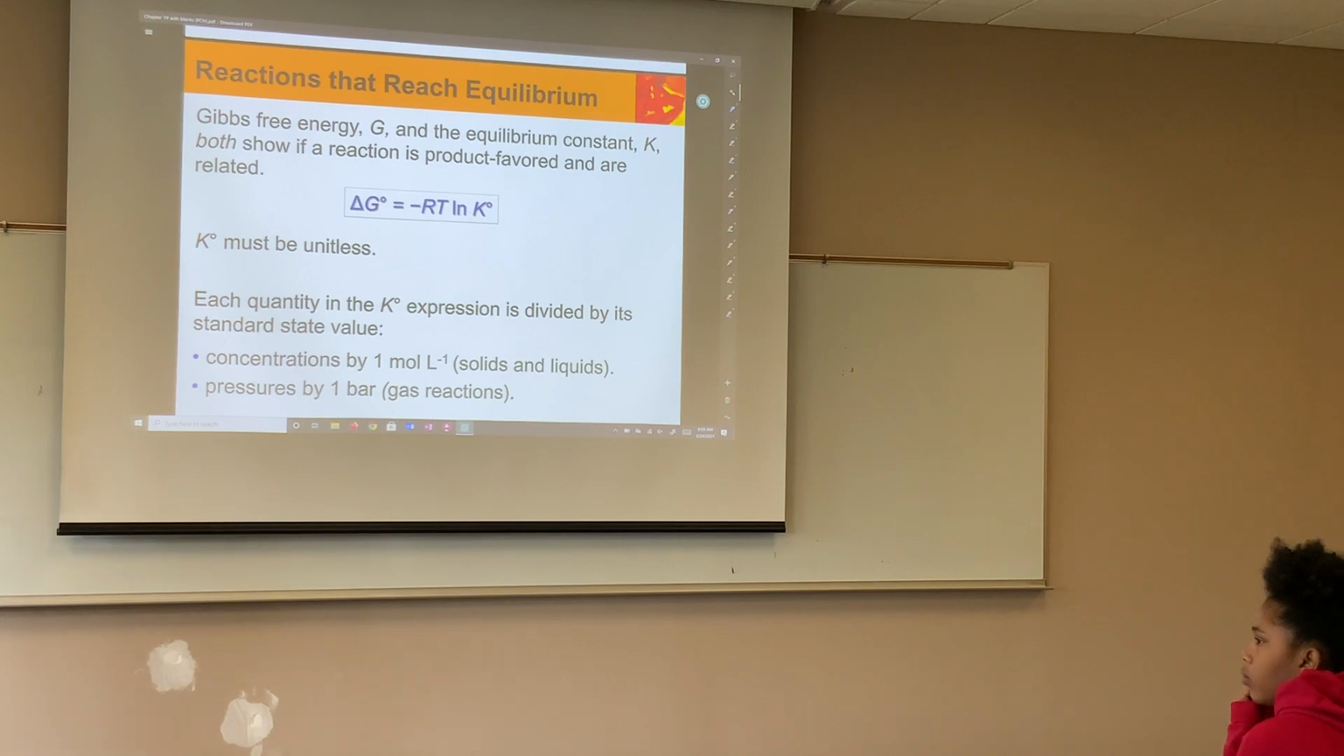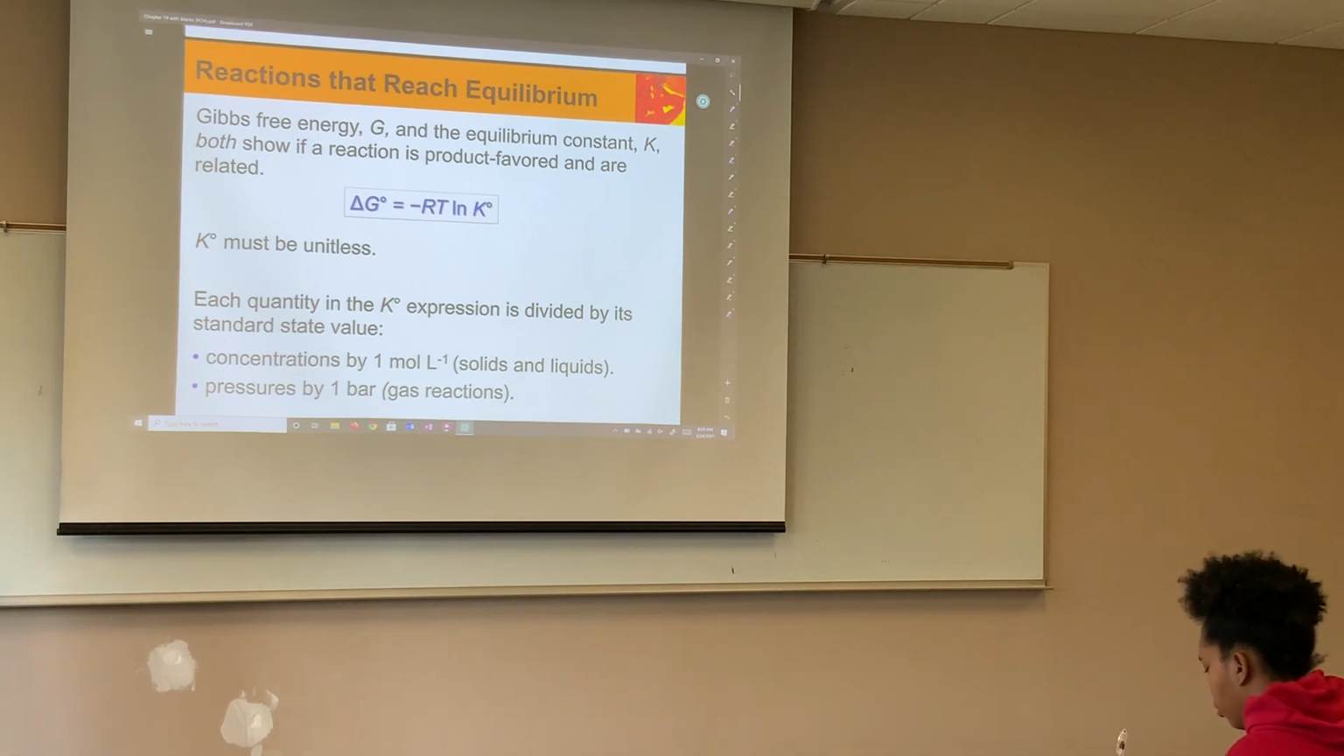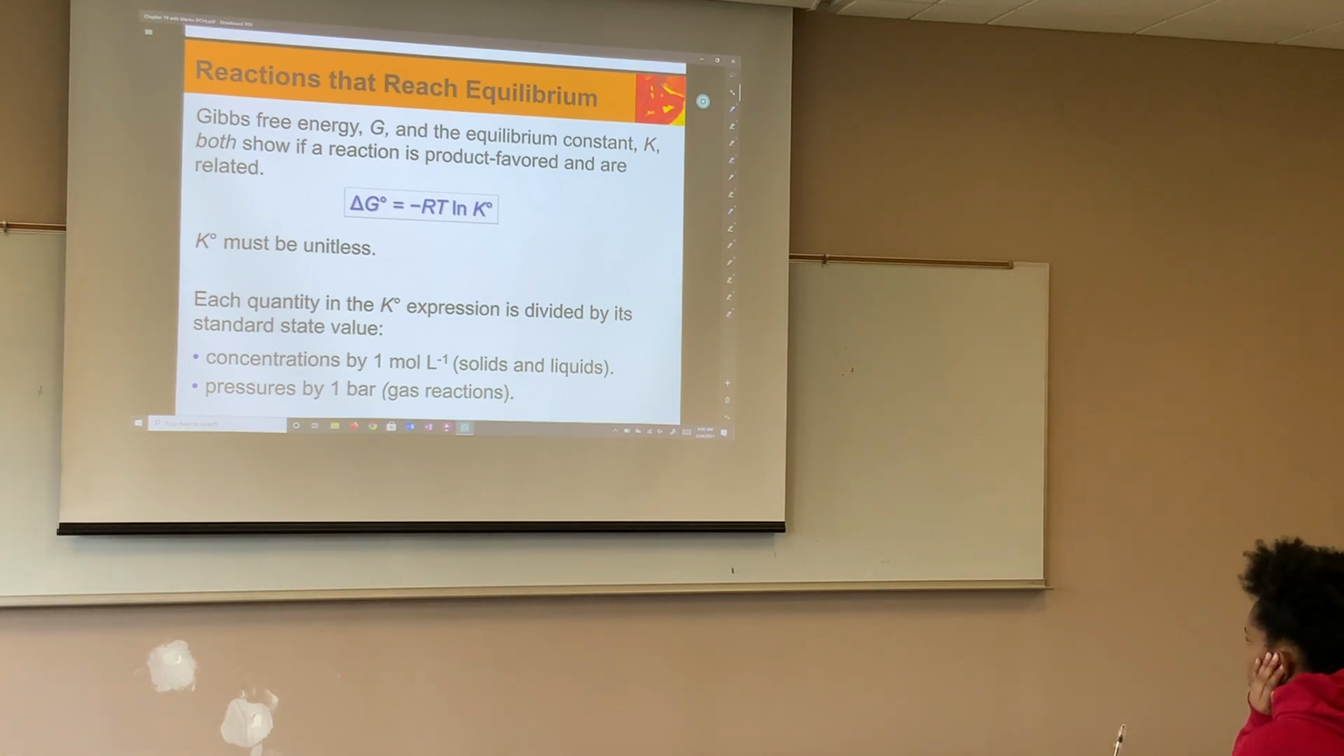So the Gibbs free energy and the equilibrium constant both show if a reaction is product favored, and how they're related to each other. So there's our next important equation to think about. Delta G is equal to negative RT natural log K. So we're dealing with R values, so pay attention to your units of temperature. We're dealing with R, then our temperature better be in Kelvin also. So just look at the units for the different components in this.